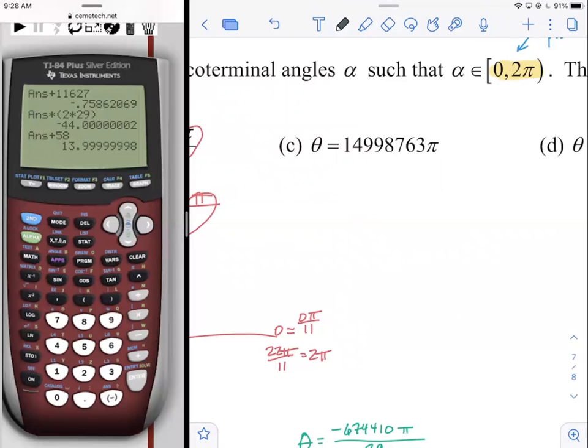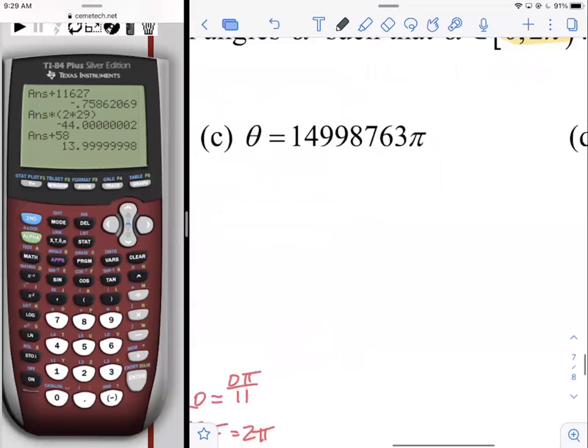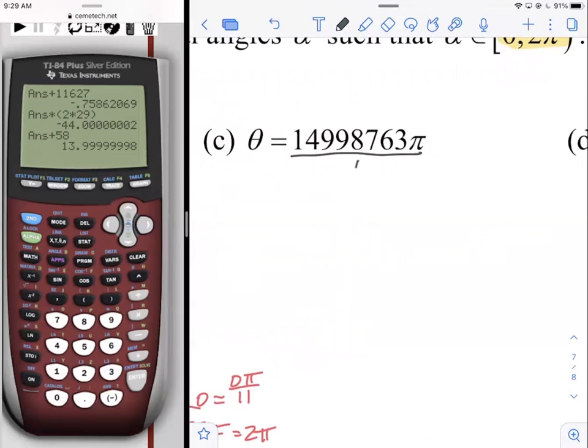Letter C, 14998763 pi. It must be an angle in radians. Ooh, that's a lot of rotations. What do I divide by? It doesn't have a denominator, does it? Well, no big deal. Now it does. I can do the same thing. Divide by twice the denominator, which is what? Two, right? 2 pi is one rotation. It's not a fraction. It's a whole thing.